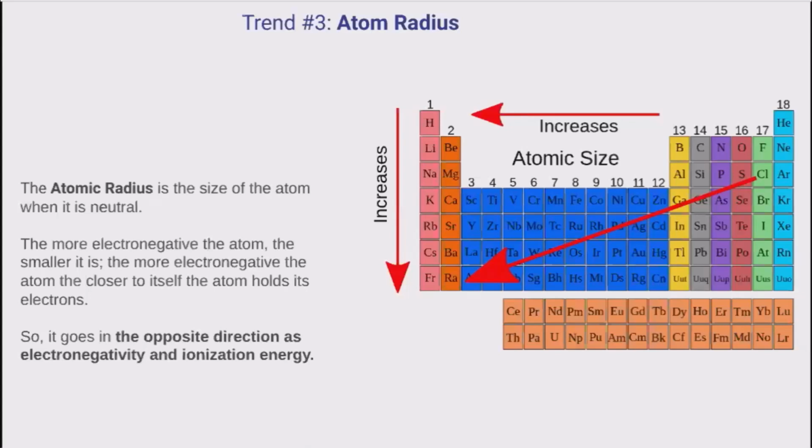So atomic radius goes in the opposite direction as electronegativity and ionization energy. And just remembering that electronegativity is how strongly the atom pulls electrons, and that the stronger you pull electrons, the smaller you'll be, will help you understand atomic radius, because then you could just think, oh, if something is really electronegative, it is probably also going to be pretty small.